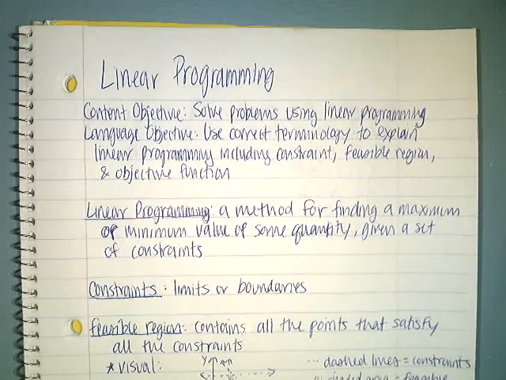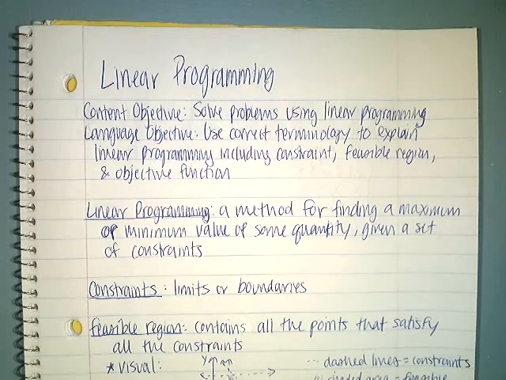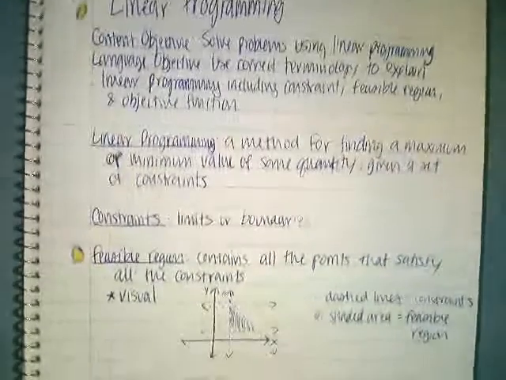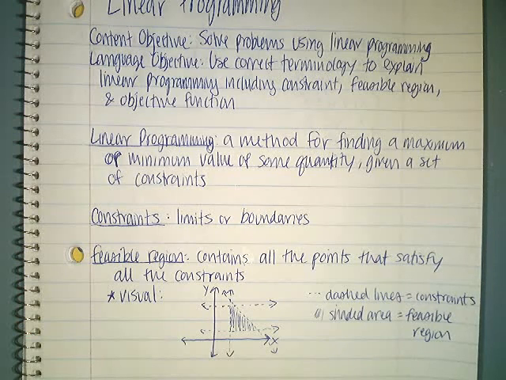So linear programming, what we're learning about today, is a method for finding a maximum or minimum value of some quantity given a set of constraints. So what this means is we're given what's called an objective function, and we have to figure out what values of x and y will maximize or minimize that equation given all these constraints or limitations that are put on it. As I just mentioned, constraints are limits or boundaries. So that's what's containing or limiting our answer choices. It's not an infinite number of possible solutions. It's going to be constrained or bounded in some way.